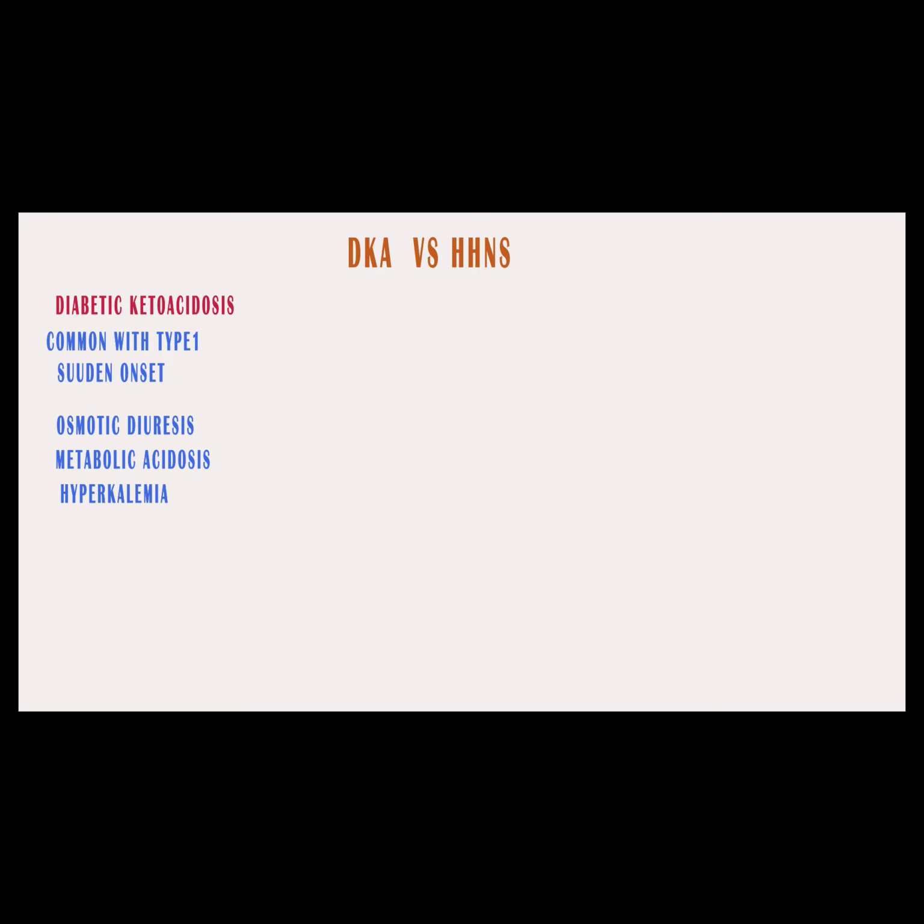DKA vs HHNS. Both are two complications of diabetes. DKA is common with type 1 diabetes. Here are three major pathophysiologic syndromes associated: metabolic acidosis, osmotic diuresis, hyperkalemia.